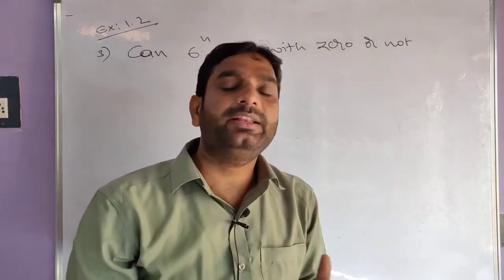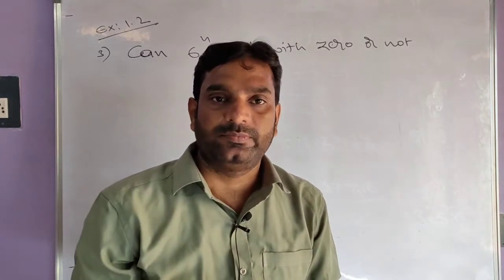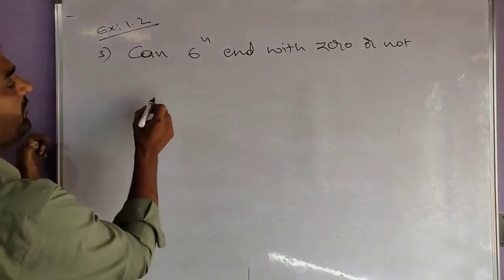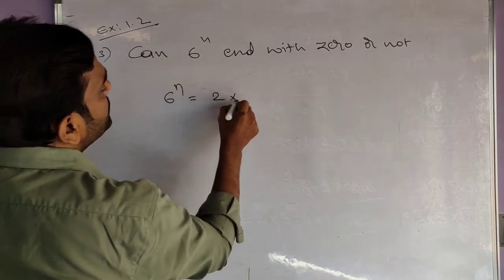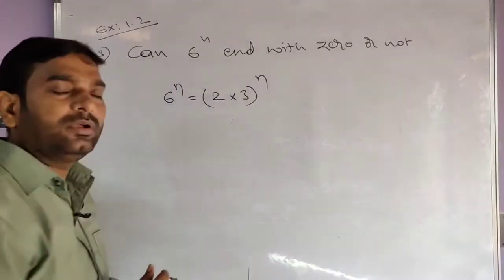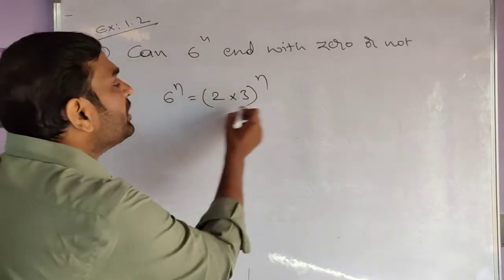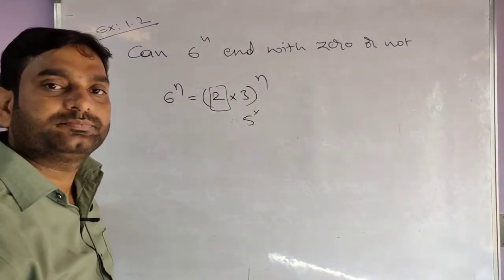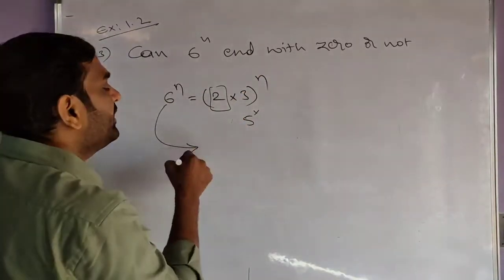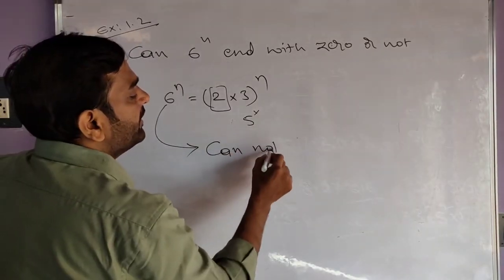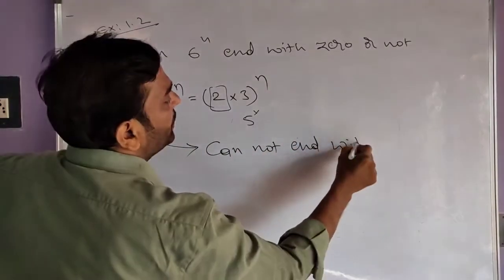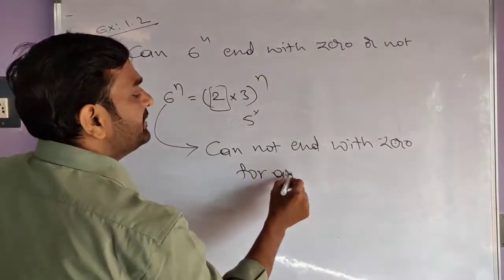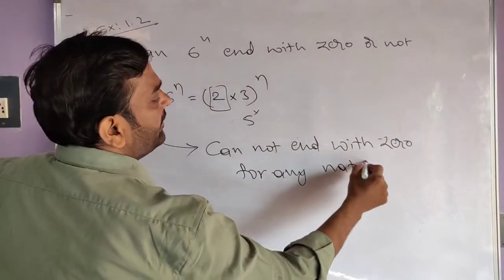Okay, now it should contain 2 and 5 in the product. Then only 6 power n ends with 0. But coming to 6 power n, here is the problem: 6 power n can be written as (2 into 3) whole power n. In this product we have the 2, but not 5. 5 is not present in that product. So 6 power n cannot end with 0 for any natural number.